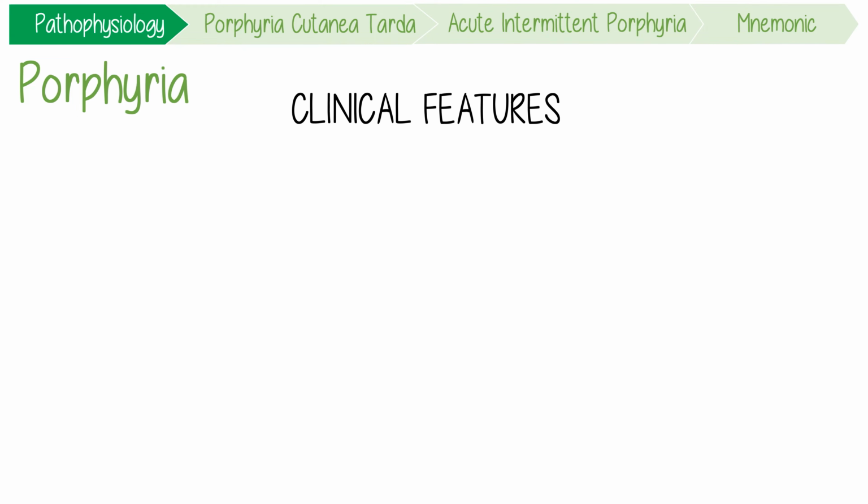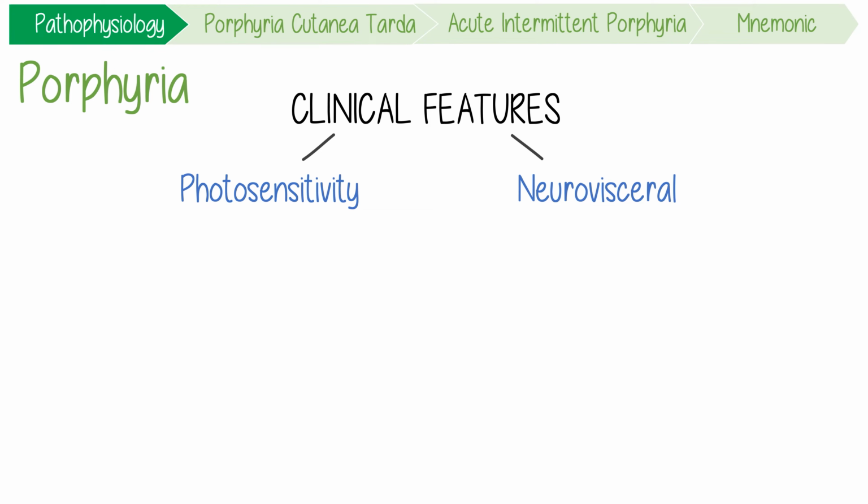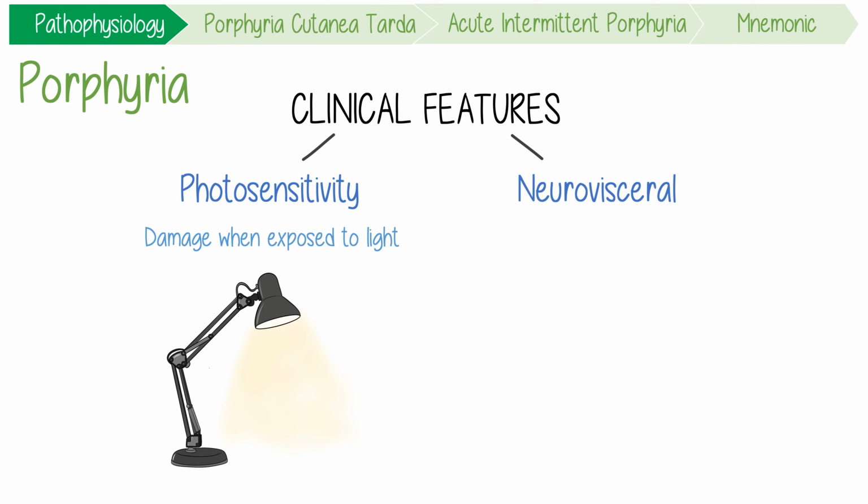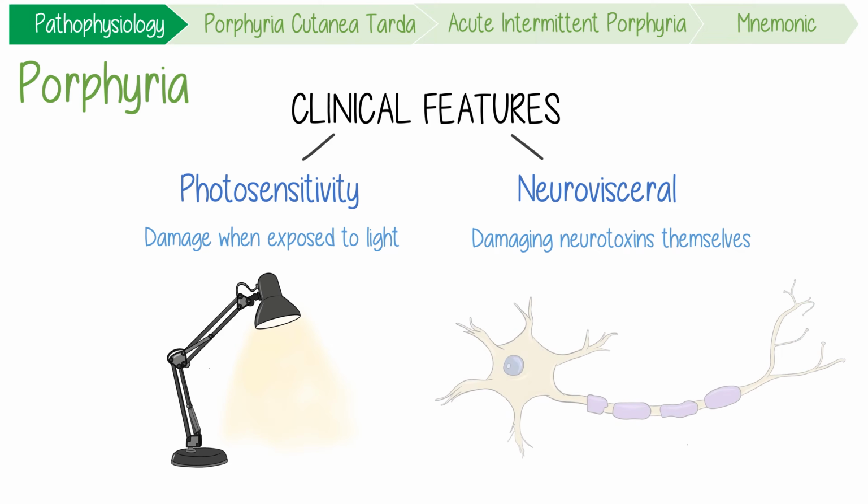The clinical features of porphyrias fall into 2 groups, photosensitivities and acute neurovisceral syndromes. This is because some porphyrin precursors cause damage when exposed to light, while others are damaging neurotoxins themselves. Often there's a mix between the two. Let's go through the 2 most common types of porphyria.